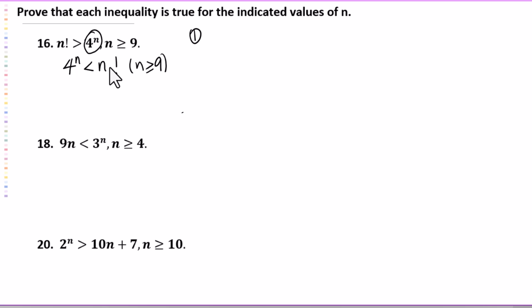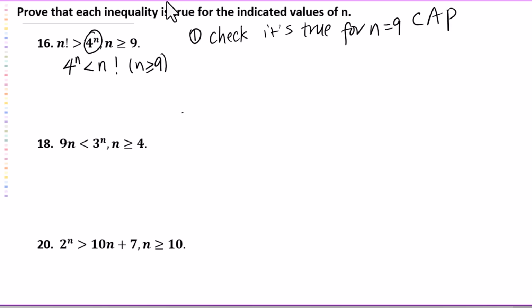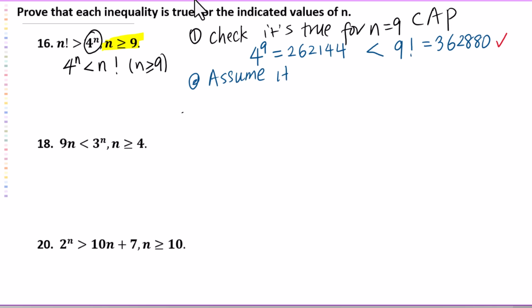We will use a CAP method: check, assume, prove. Check it's true for n equals 9. Please check the domain. N is greater than or equal to 9. 4 to the 9th power equals, and 9 factorial equals. It's true.